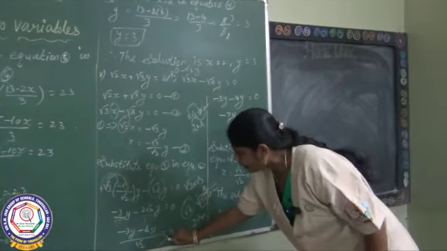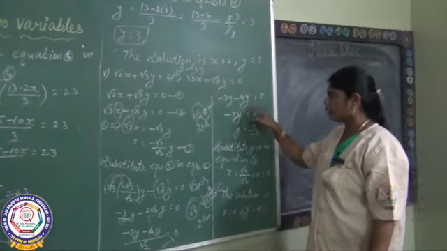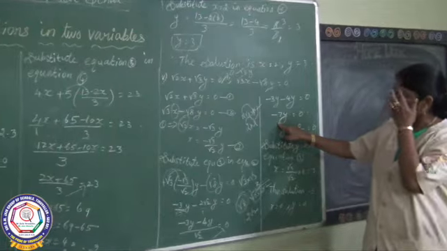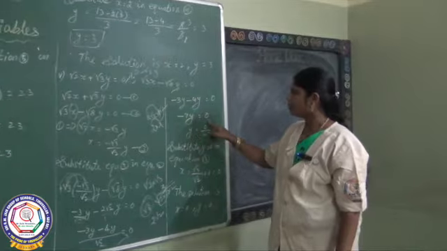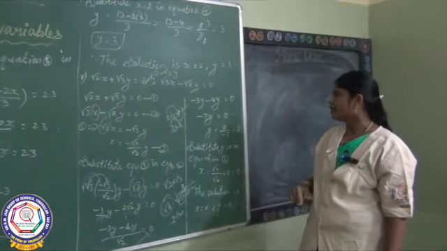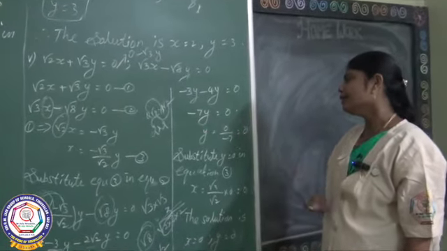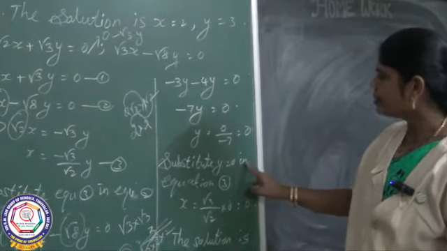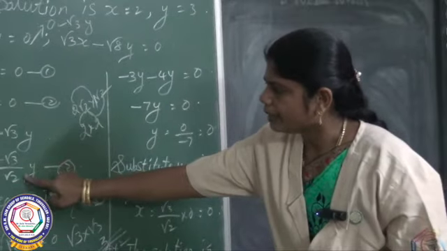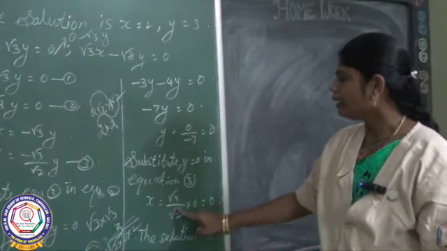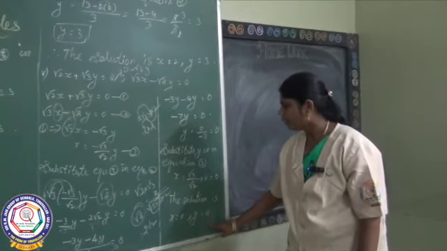Then cross multiply. 0 into root 2 you will get 0. So minus 3y minus 4y equal to 0. So minus 3 minus 4, what is the answer? Minus 7. So minus 7y equal to 0. y equal to 0 divided by minus 7, because multiplication will change to division. So 0 by any number you will get 0. Substituting y equal to 0 in equation 3, x equal to root 3 by root 2 into, instead of y you substitute 0. 0 into any number you will get 0. So the solution is x equal to 0, y equal to 0.